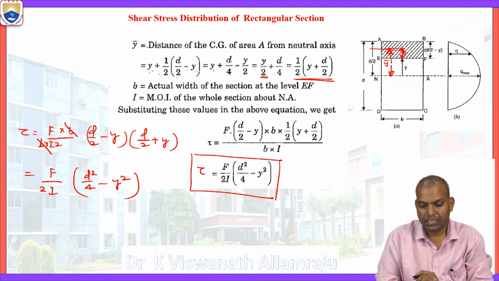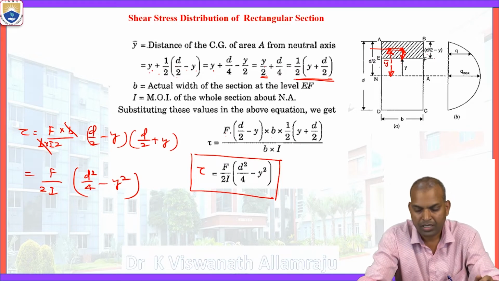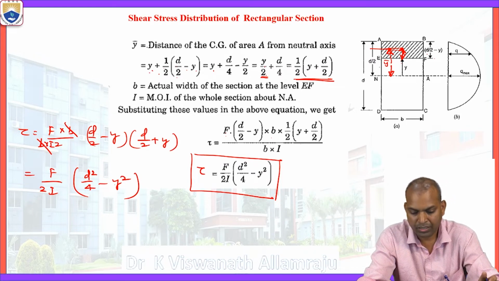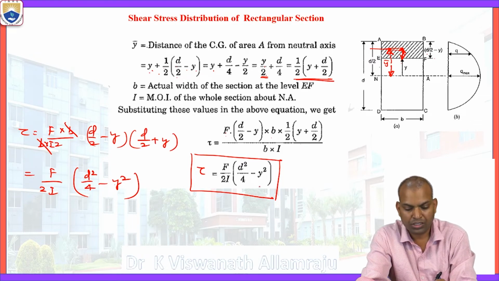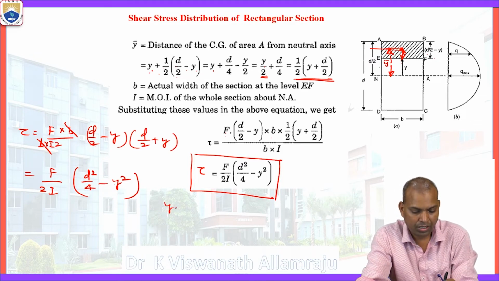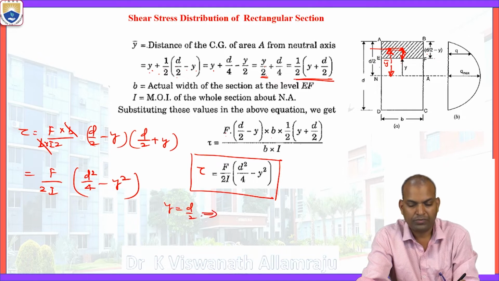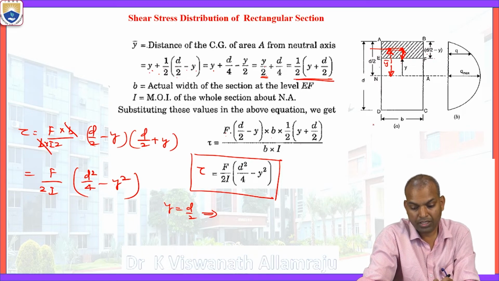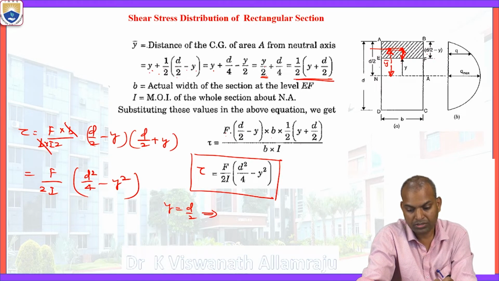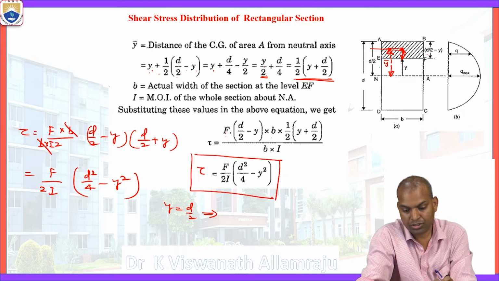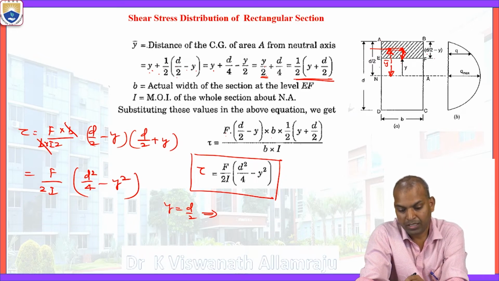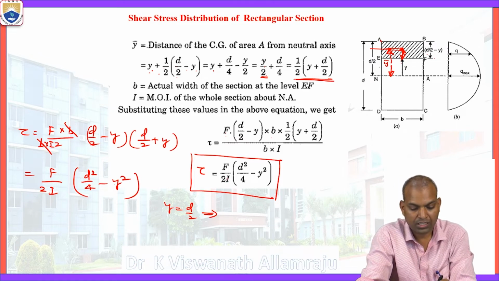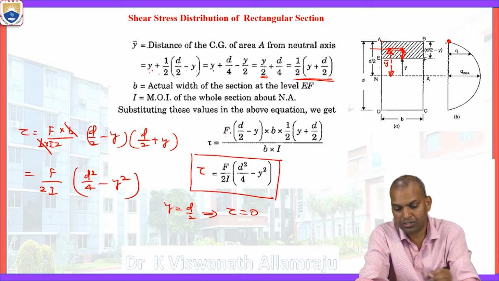If you want it at the extreme section, that is AB, when y becomes d by 2, then what is the shear stress? That means y equal to d by 2, which gives the shear stress distribution from the neutral axis up to the extreme edge, that is the extreme AB. Substitute in the equation, then what will happen? Tau becomes 0. That's why shear stress is 0.